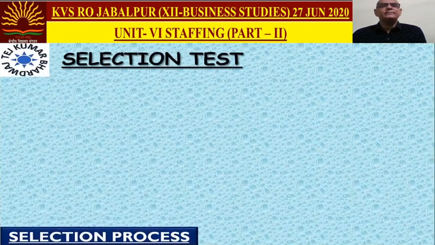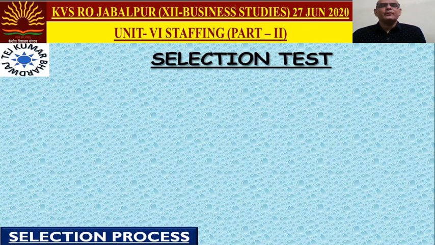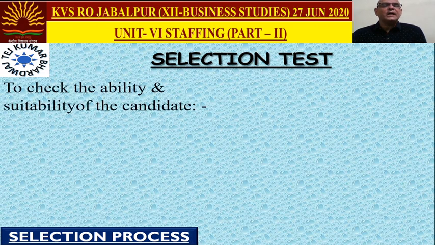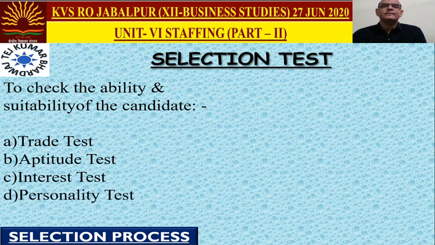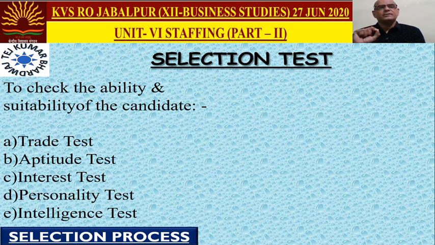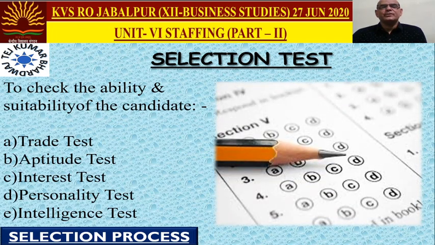After primary screening, the most important step of the selection process is the selection test. The selection tests are conducted to check the ability and suitability of the candidate for the organization as well as for the job. So generally, trade test, aptitude test, interest test, personality test and intelligence tests are conducted. There may be a direct question like, what are the 5 types of tests during the selection process? So you must see all the next slides very carefully, and you must try to understand what kind of tests are conducted and why.